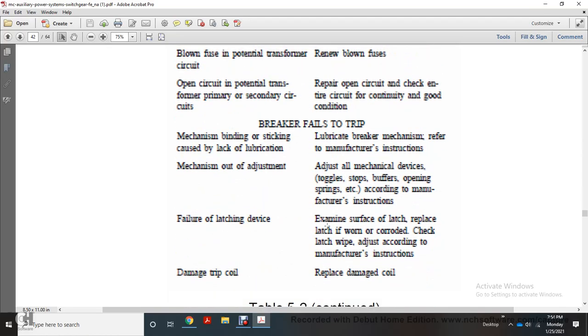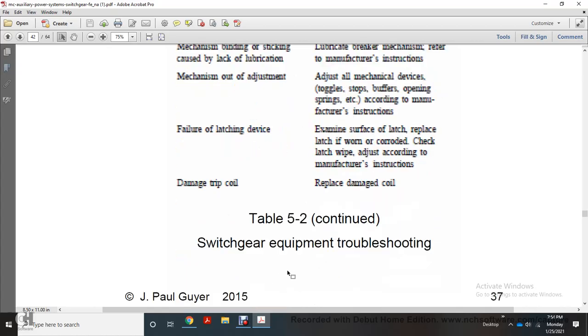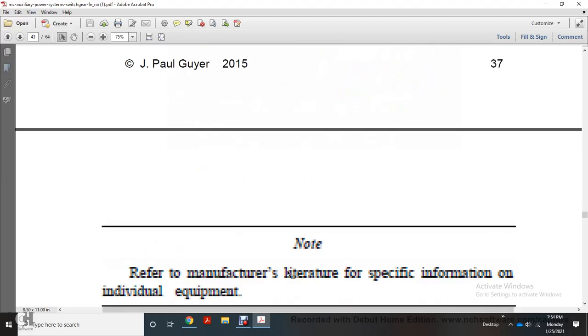Breaker fails to trip. The mechanism is binding or sticky, caused by lack of lubrication. Lubricate the breaker mechanism, referring to the manufacturer's instructions. Adjust all mechanical devices, toggle stops, buffers, and opening springs according to the manufacturer's instructions. Failure of the latching device: examine the latch and replace it if worn or corroded. Check the latch wipe and adjust it per the manufacturer's instructions. Damaged trip coil: replace the damaged coil.